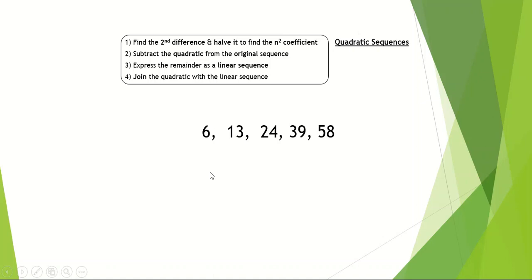Next, 6, 13, 24, 39, 58. The first differences are not the same. The second difference is the same. Therefore, it is quadratic. So get half of the second difference. So 4 divided by 2, that is 2. And make it the coefficient of n squared. So your quadratic will have 2 times n squared.